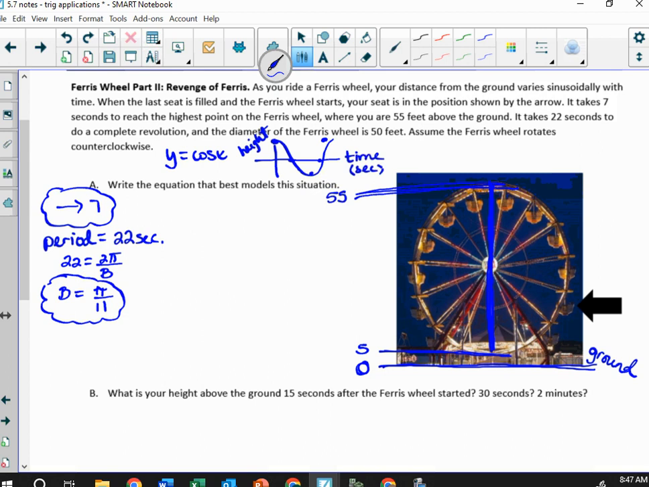The midline is going to go right through the center of that Ferris wheel. So let's think about a couple of things here. What's the radius of this little Ferris wheel? Yeah, 25 feet. So we know this distance is 25. So where does that put the midline? 30. Okay.